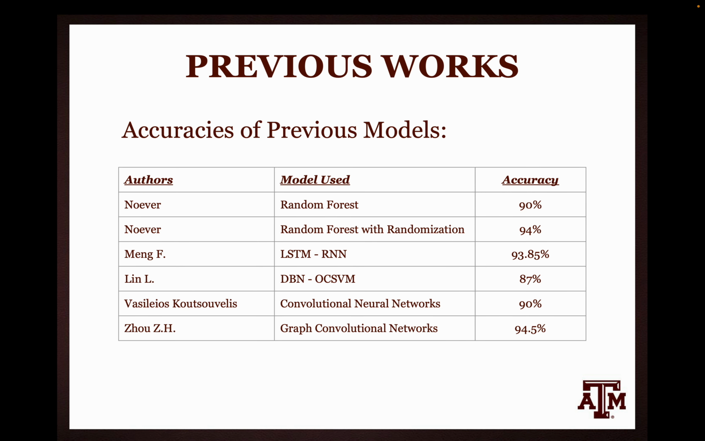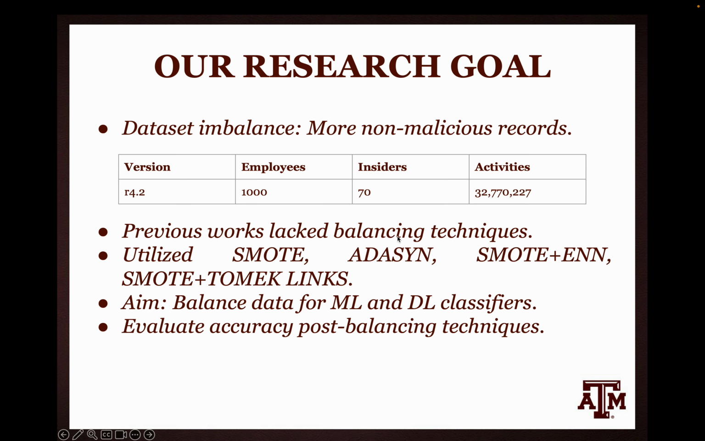Here is some of the previous work done in the domain of insider threat detection to date. These are all the models used, and we can see that the highest accuracy attained is 94.5% when using graph convolution networks. The second highest is 94% using random forest with randomization. This is the dataset which we take, and we see that there are 1000 employees amongst which we have only 70 insiders. So this dataset is highly imbalanced.